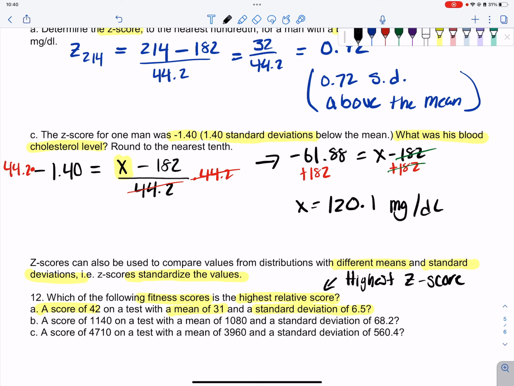So with this, you can calculate the z-score for each of the three tests and the scores that they earned on that test. And whichever one is higher, that's going to be the highest relative score when comparing them.